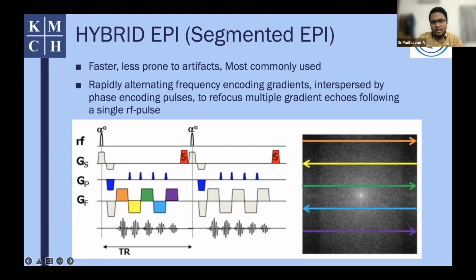And as you can see, as the time progresses, the intensity of the echoes also becomes smaller and smaller. This is because of the T2 star decay. So we don't let T2 star decay take over the image quality. We segment the sequence into multiple segments with shorter echo train lengths. By doing this, it becomes a faster sequence and is less prone to artifacts. And hence the hybrid EPI, or the segmented EPI, is the most commonly used sequence for perfusion imaging.